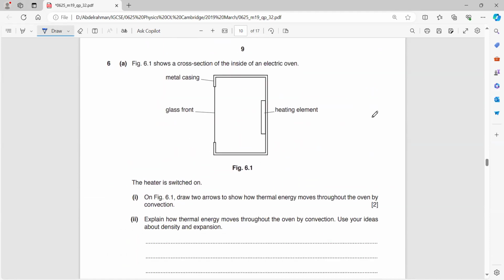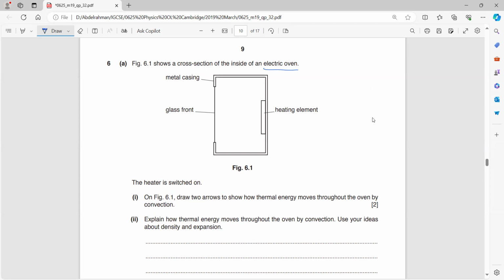I have a heating element inside an electric oven. Draw two arrows to show how thermal energy moves throughout the oven by convection. From the heating element, one arrow goes up to the left and comes down. Okay. Then the other arrow goes below and comes back again.